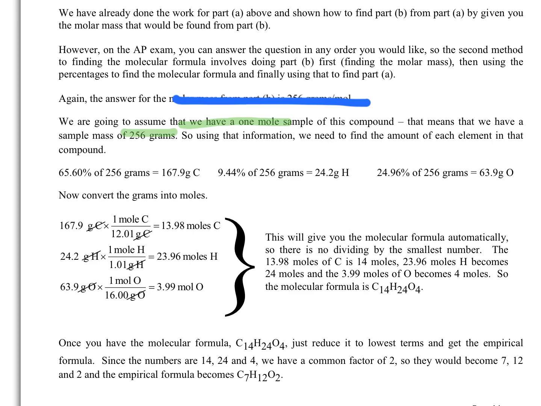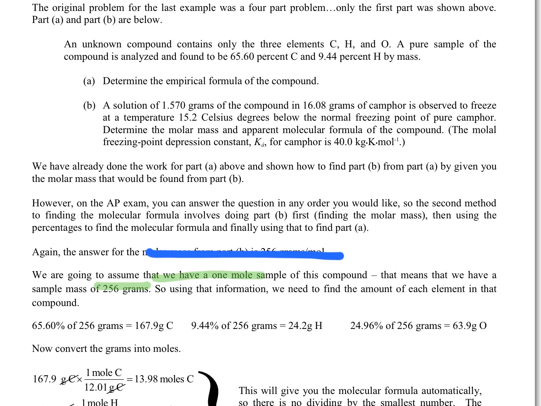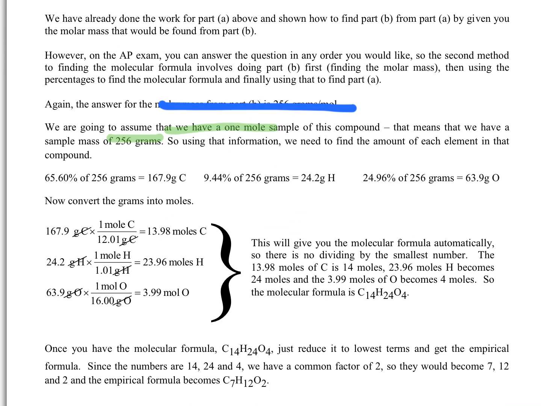In the given problem, up here at the top, I was given percents for each element. 65.6 C, 9.44 H. My percents will add up to 100, and therefore I can find 9% of oxygen. So given each one of these percents, I do my percent times the mass to get 167.9 grams of carbon, 24.2 grams of hydrogen, and 63.9 grams of oxygen.